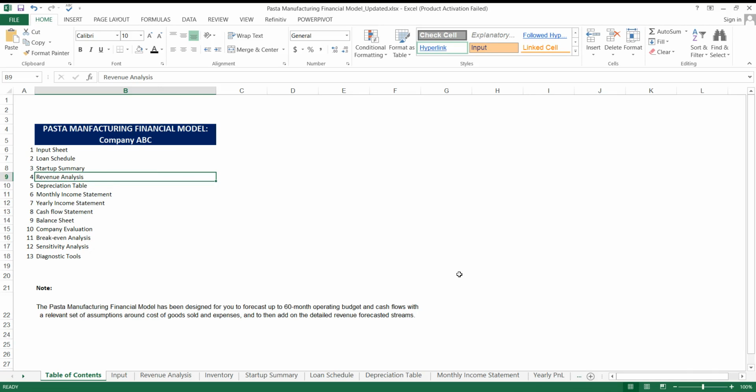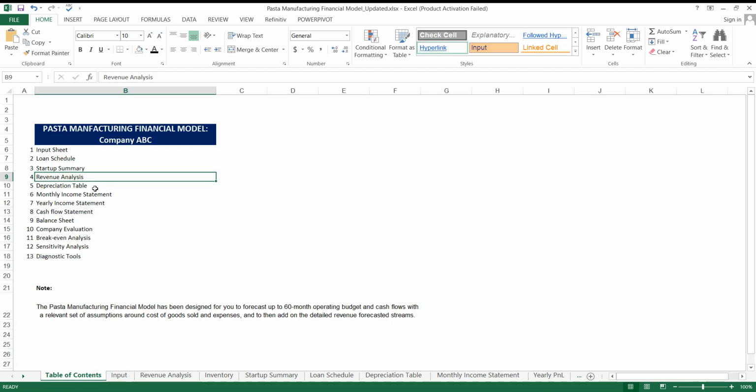and achieve business growth. This particular model is a base model for a pasta manufacturing business. Model has been designed for you to forecast up to 60-month operating budget and cash flows with a relevant set of assumptions around cost of goods sold and expenses, and to then add on to the detailed revenue forecasted streams.